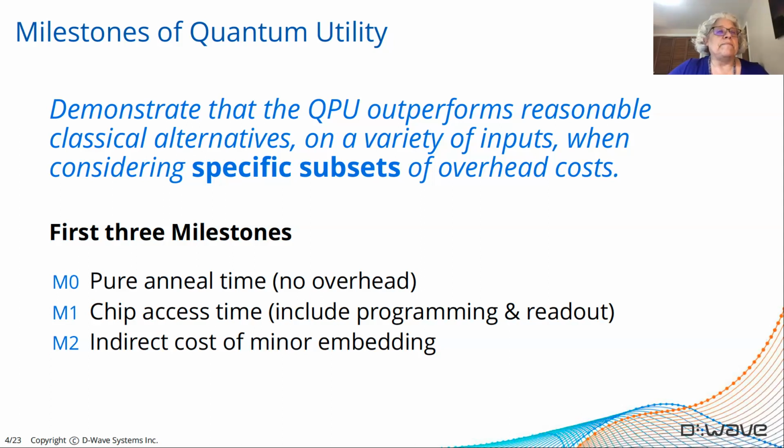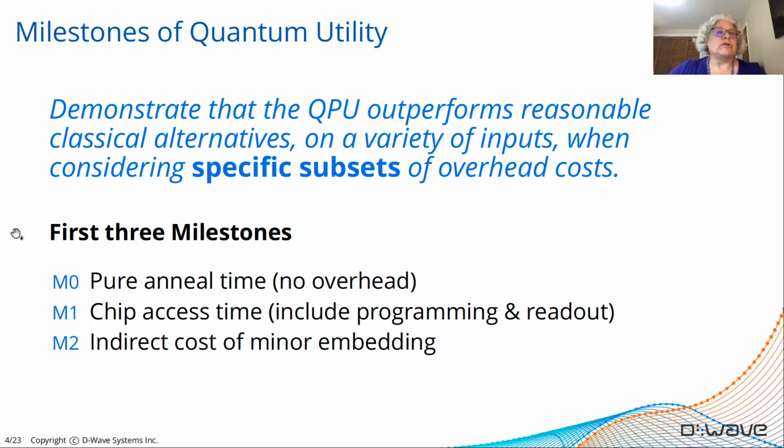So that's access time. And then the third milestone is where we consider an indirect cost of minor embedding. In this case we're not going to actually measure the computation time for minor embedding, but we're going to look at the differential in problem size between classical solvers that can solve the original unembedded problem and the quantum solver that has to deal with a larger embedded problem.